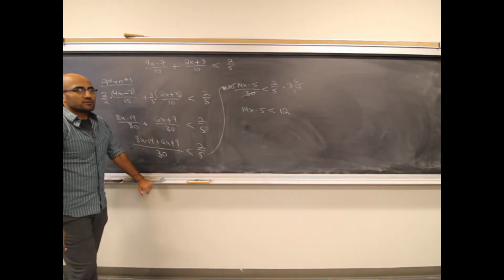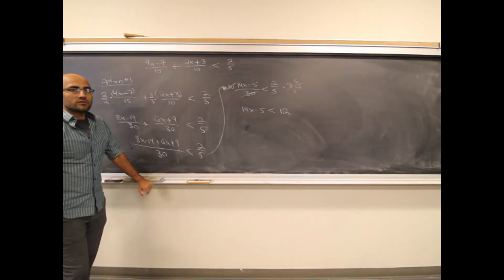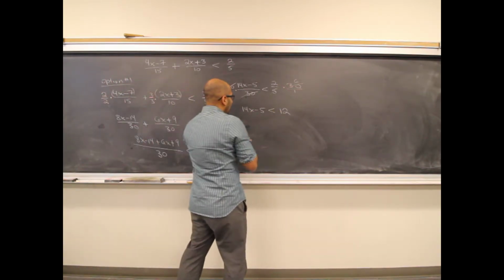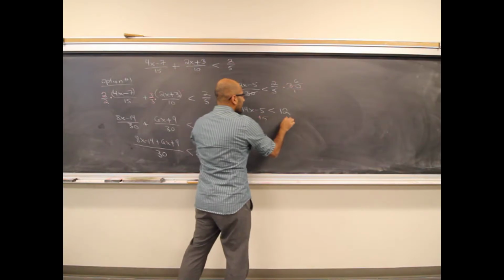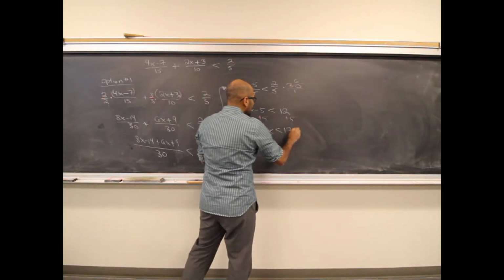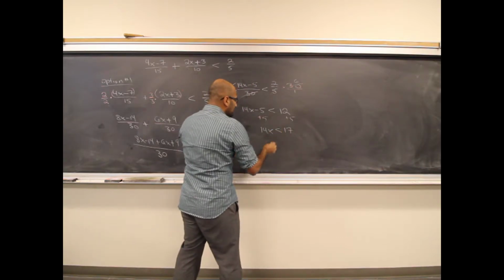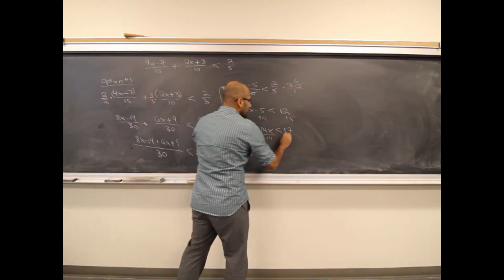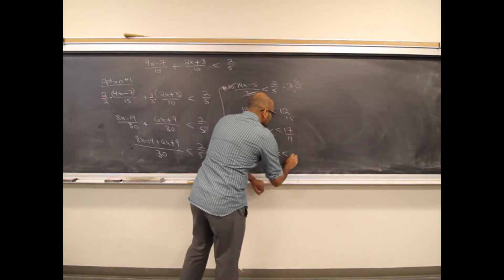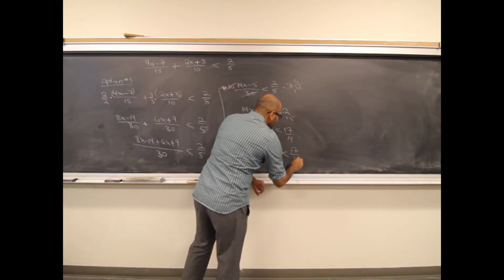Good? Questions, comments, issues? Okay. Alright, so now we just add 5 to both sides. Plus 5, plus 5. We get 14x is less than 17. And then we divide both sides by 14. Divide by 14, divide by 14. And I get my final answer: x is strictly less than 17 divided by 14.